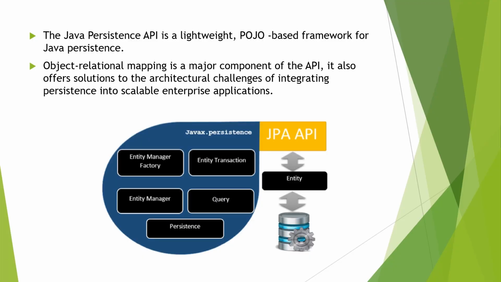The Java Persistence API is a lightweight POJO-based framework for Java persistence. Object relational mapping is a major component of the API. It also offers a solution to the architectural challenges of integrating persistence into scalable enterprise applications.